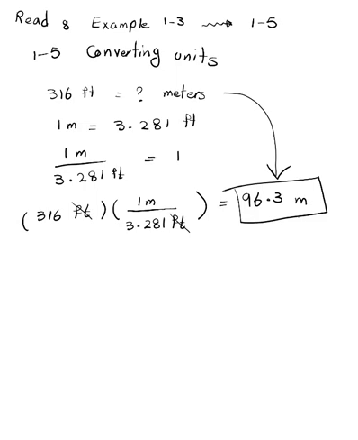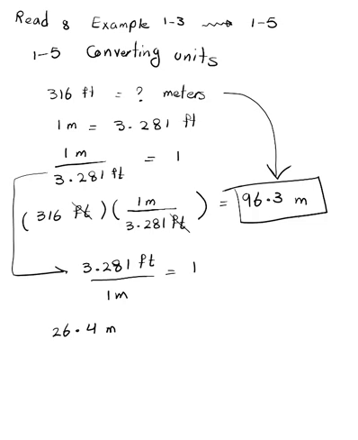And then of course we can easily convert from meters to feet if we use the reciprocal of this conversion factor. So I can write that 3.281 feet divided by 1 meter equals 1, right? It doesn't matter, because it's 1. If you reciprocate it, it is still 1. So for example, if I have a distance of 26.4 meters, I can just multiply 26.4 meters by 3.281 feet divided by 1 meter, so the meters cancel out, and then you multiply the numbers, you get 86.6 feet.